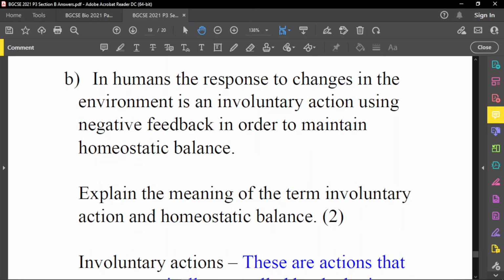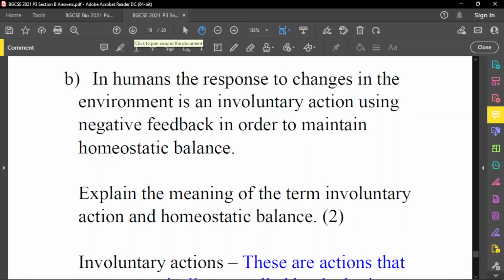All right. So part B said in humans, the response to change in the environment is an involuntary action using negative feedback in order to maintain homeostatic balance. And so negative feedback simply means two systems working opposingly to each other to maintain a balance. So if something is causing an increase in a particular thing, another thing is causing a decrease in it.